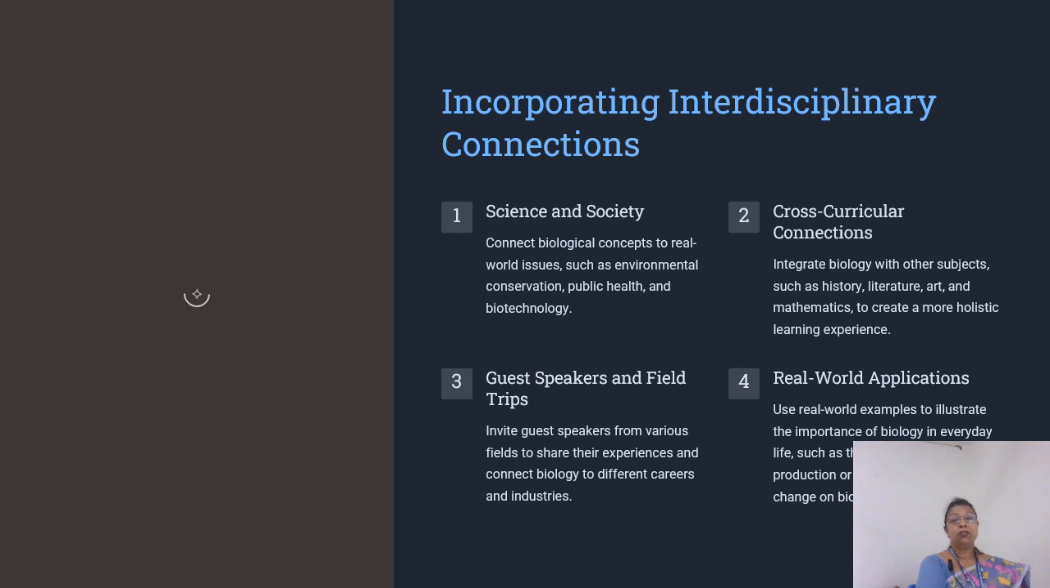Just take an example of a spirometer. A spirometer basically helps to measure the capacity of lungs. So whenever we measure something, we use maths also. So that comes under the interdisciplinary approach. Field trips and guest speakers also further enrich the students' understanding that biology is relevant to everyday life.